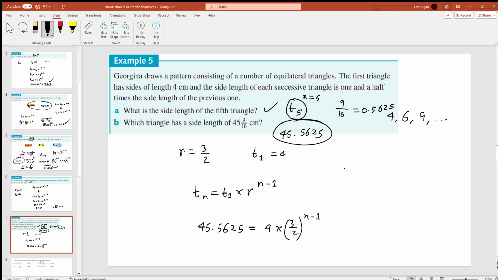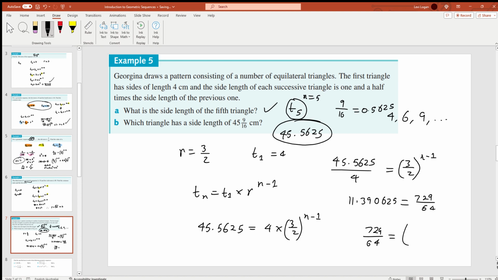So divide both sides by 4. 45.5625 over 4 gives me 3 on 2 to the power of n minus 1. 45.5625 divided by 4 gives me 11.390625. Now, if I rewrite that as a fraction, I'll use my calculator: 729 over 64. So we have 729 over 64 equals 3 on 2 to the power of n minus 1. Now I'm going to rub this stuff out because I've run out of room.